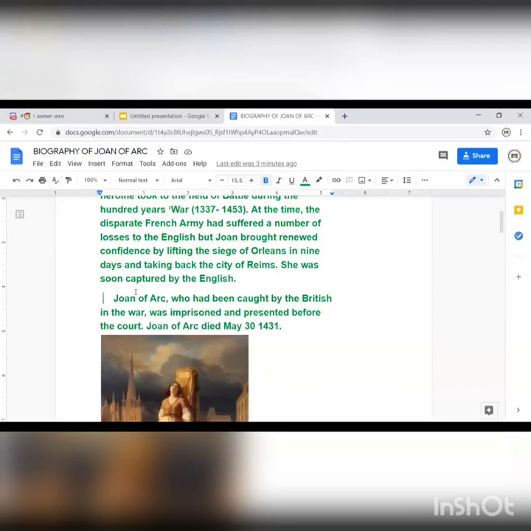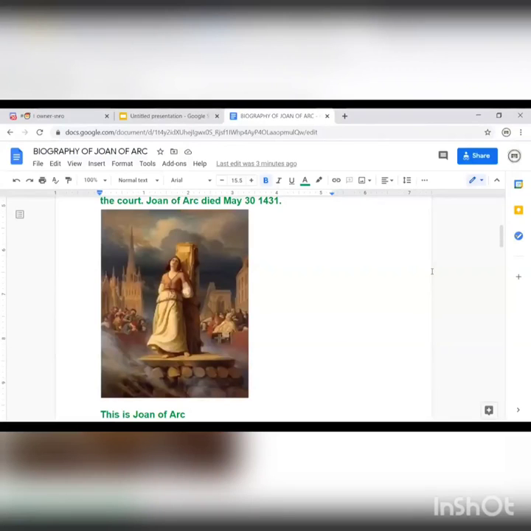She was soon captured by the English. Joan of Arc, who had been caught by the British in the war, was imprisoned and presented before the court. Joan of Arc died May 30, 1431. This is Joan of Arc.